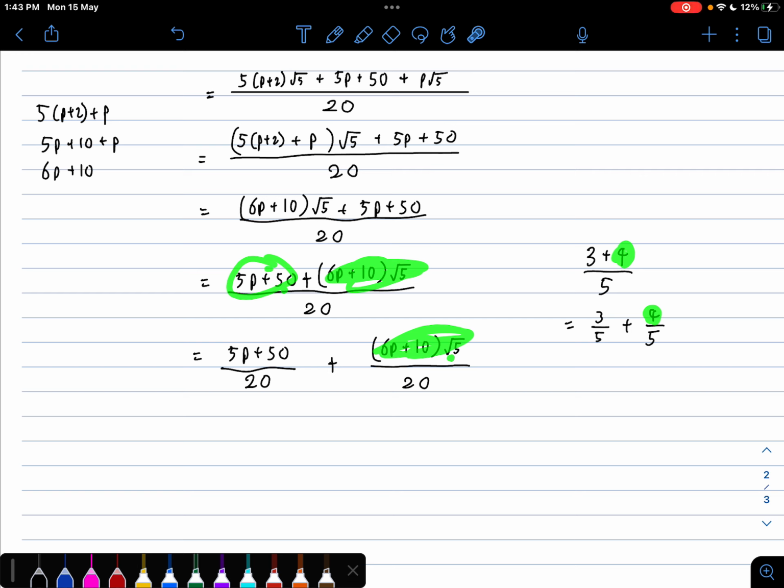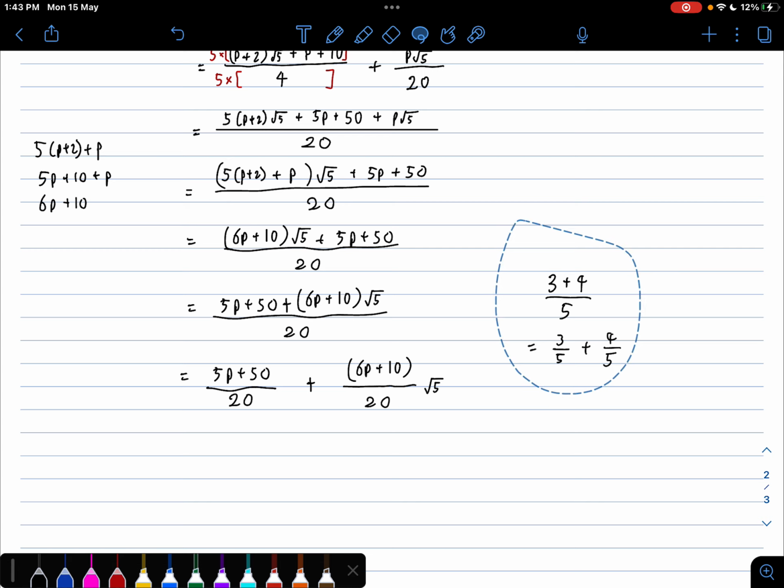Something on the left, something on the right, you split it. But the denominator has to go to both of them. Okay, good. Then we can do a bit more simplification. The root 5 here, we can bring it to the right side like this to make it look extra neat. So let me just write my fraction nicely, like this.